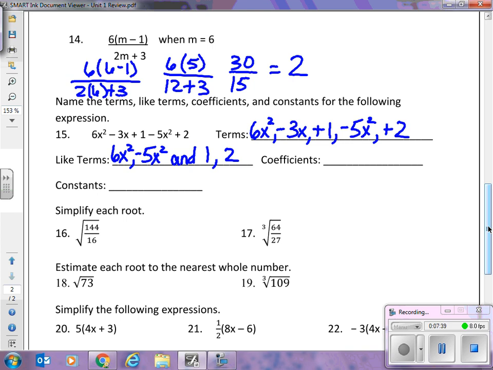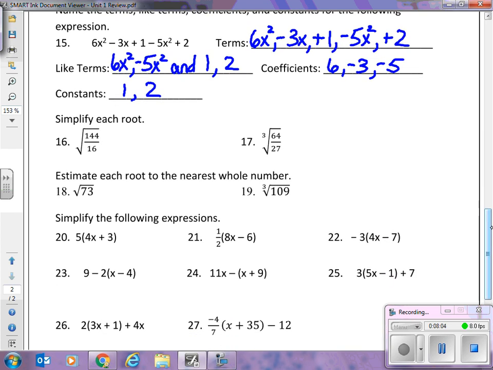Okay, coefficients are your numbers in front of the variables. So the variable x squared has a 6, that's a coefficient. The variable x has a negative 3, that's a coefficient. And the variable x squared has a negative 5, so that's a coefficient. Constants are your numbers without variables. So that would be your positive 1 and your positive 2. Okay, so make sure you know the vocabulary and that you can pick out these things from an expression because you will have one just like this on the test.